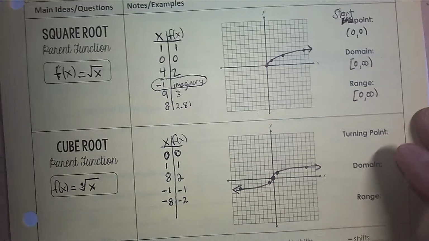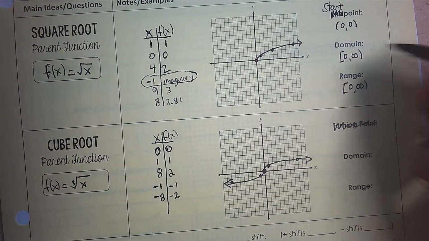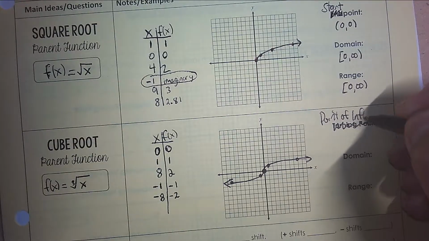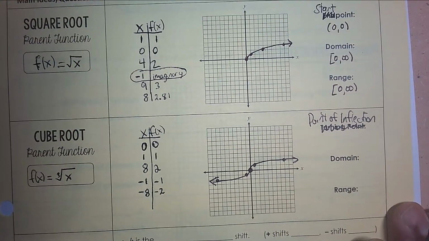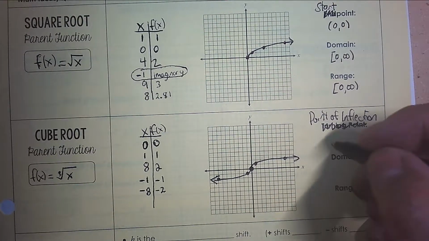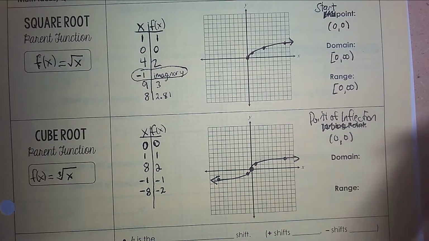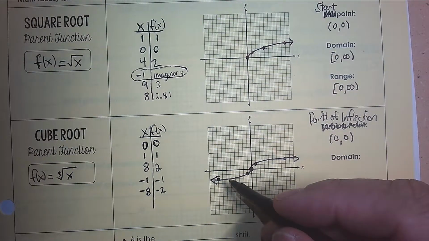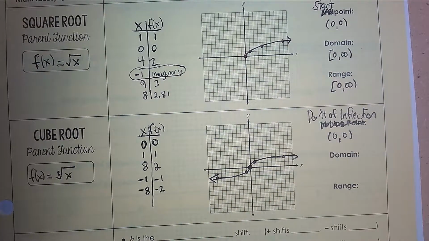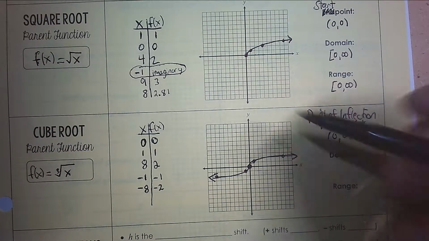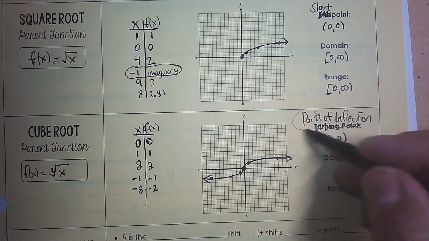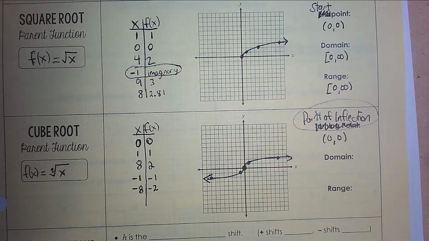Let's fill this in. We don't have a turning point. We have what's called a point of inflection, which means at that point, it curves differently. So our point of inflection is at 0, 0. Up to 0, 0, it smiles. And then after 0, 0, it frowns. That's called concavity change. So it changes concavity from concave up to concave down, and that point is called the point of inflection.